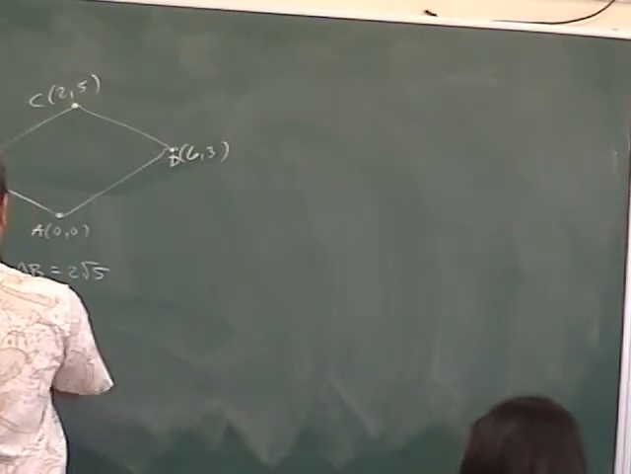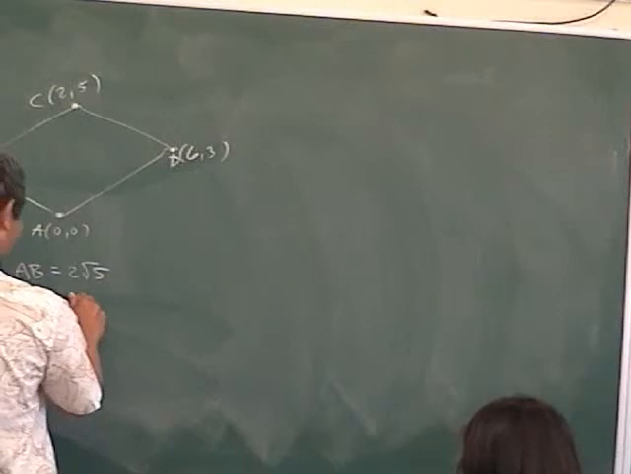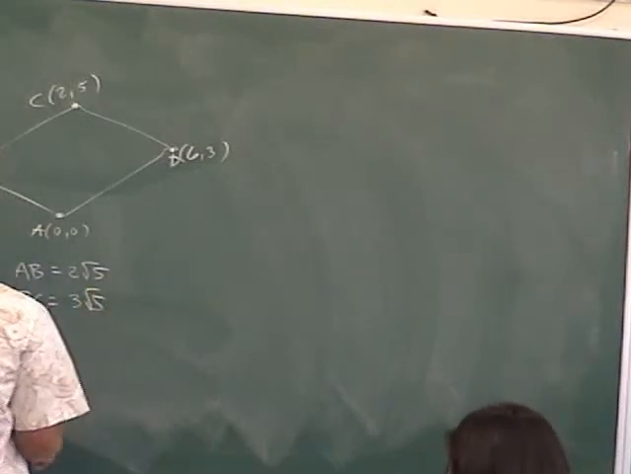Okay, next one, BC. Who's got BC? 2 root 5. What? He did it hard. BC? Oh, BC. Sorry. We have 2 boards right there. Root 45. Yeah, but it can be simplified too. Simplified to 3 root 5. Okay, there you go. Okay, now CD.